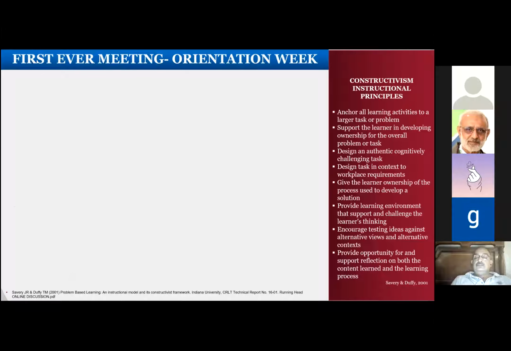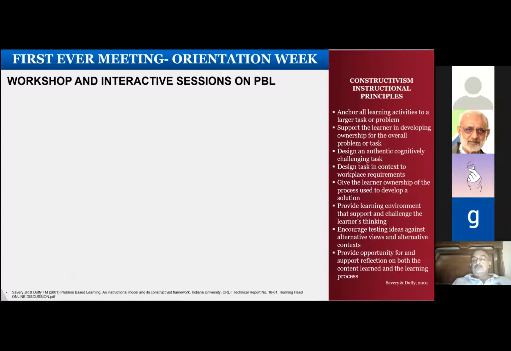For the students' first ever meeting, during the orientation week, a workshop is conducted for the students, which is a PBL on PBL. They are given information on the philosophy of the PBL, the concept of the PBL, the characteristics of the PBL, and then a PBL is given to them, and that PBL is on PBL. So they have to collect more information about the PBL, which they will discuss towards the end of the orientation week.